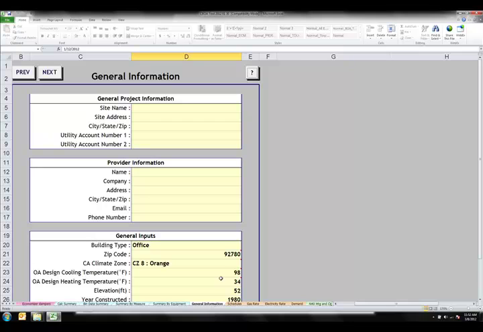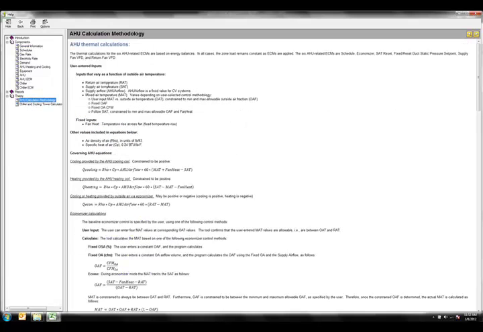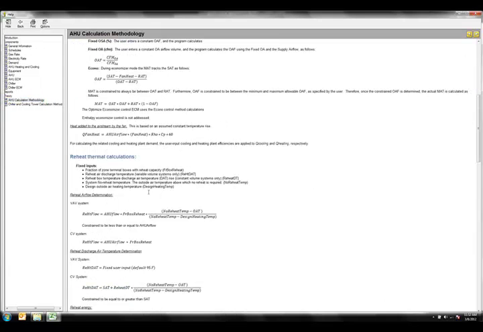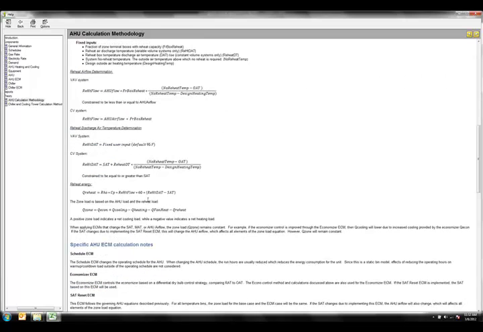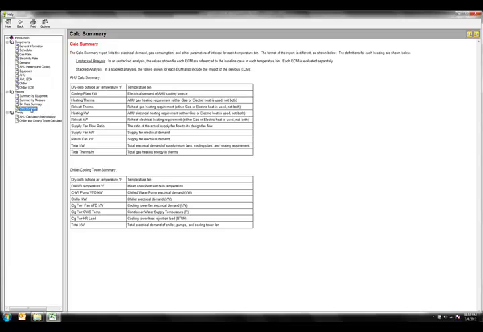which we can get to by any of the input tabs, any of the worksheets to the right of this General Information tab by clicking on the question mark. So under Theory, we can see the methodology associated with calculation here, and if we scroll down, you can see it for every parameter. There's also a tab here within the report section that describes the bin data summary and the calc summary tabs.